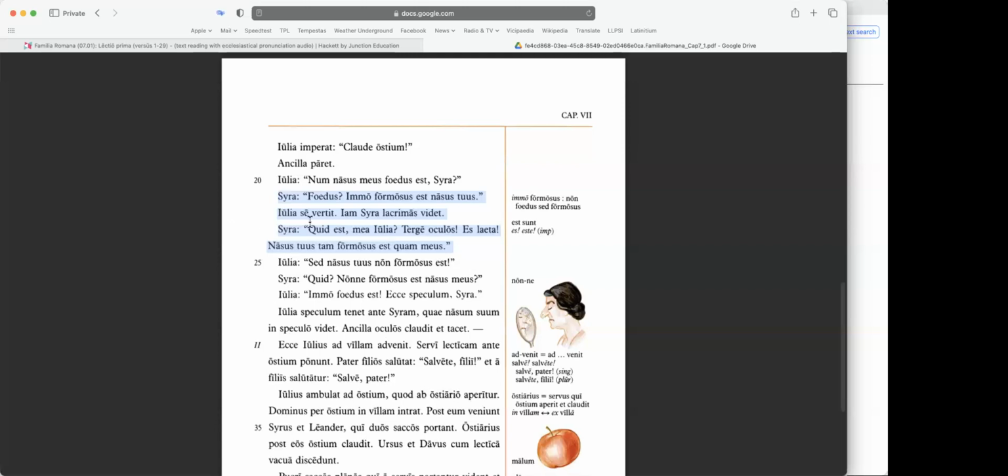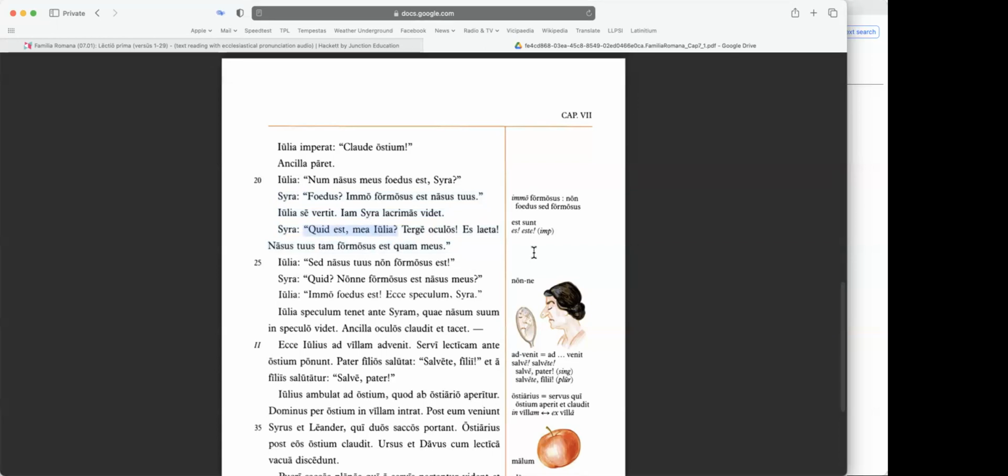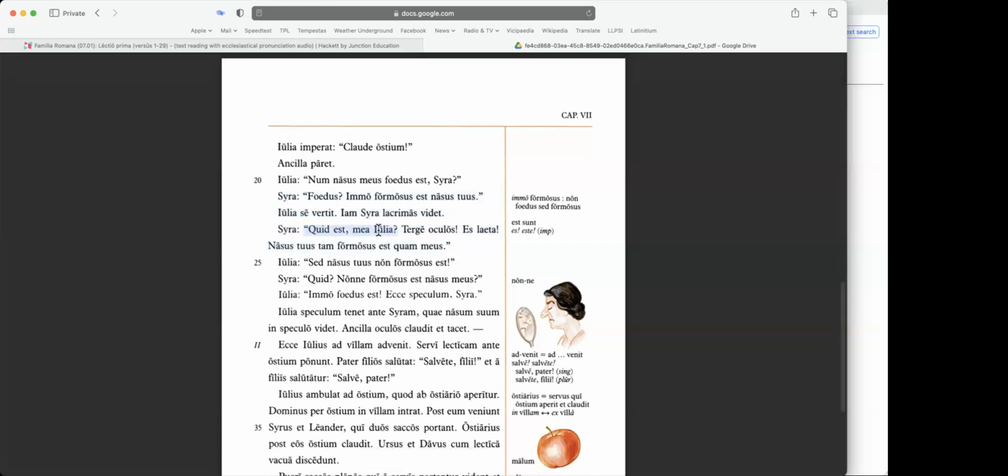However, I want to correct one thing. Quid est mea Julia? Translate that again. Quid est is what is it? I can never keep those things straight. What is it? Okay. Mea Julia: I would translate that somewhat loosely, because Julia is crying, I would say, what is this, my Julia?